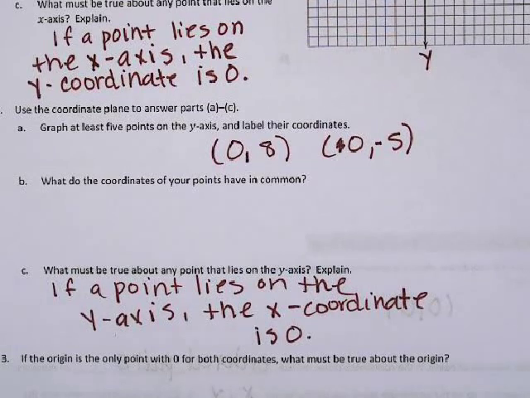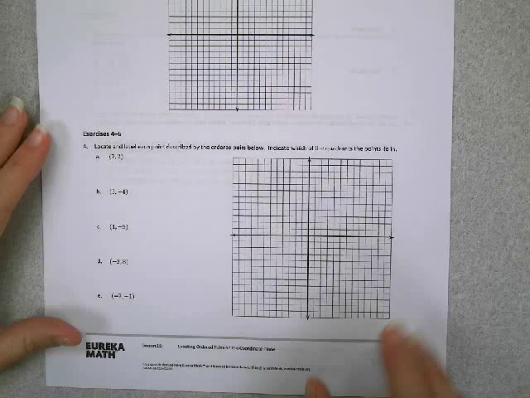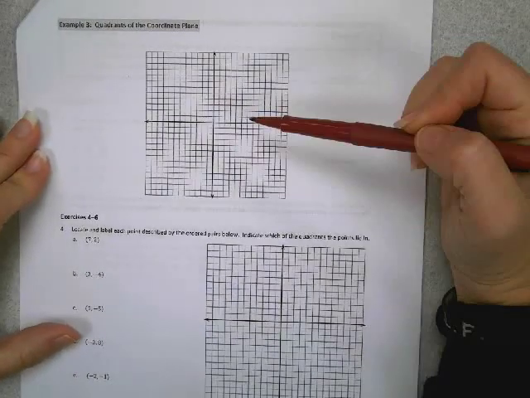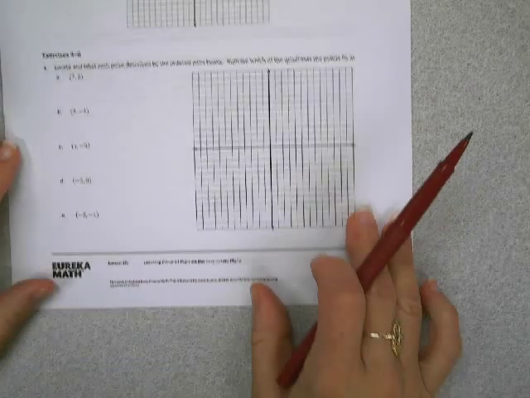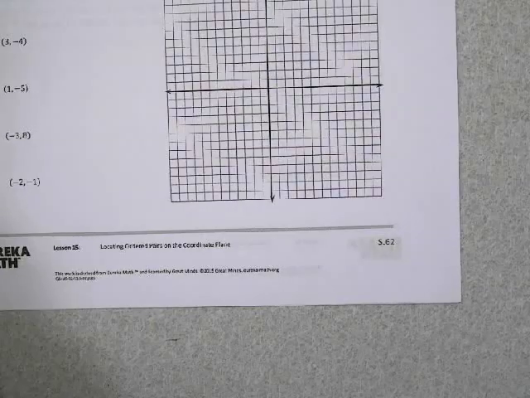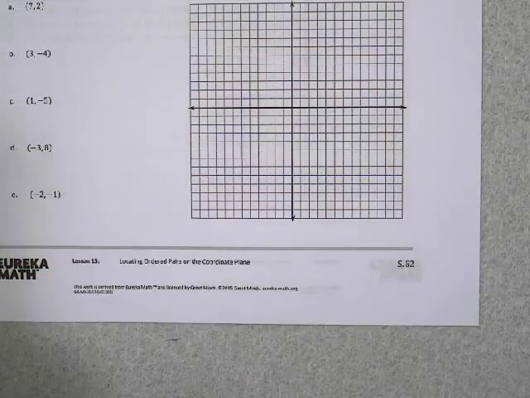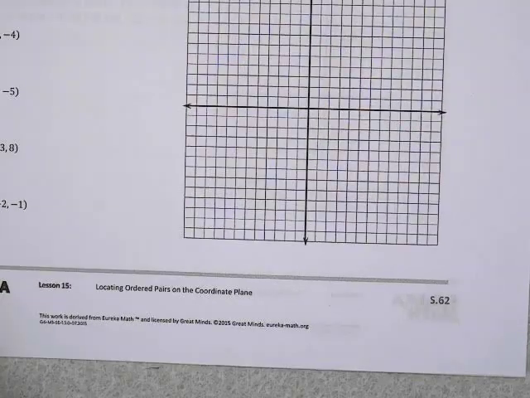So we're going to move on to the next page. You're actually going to turn to exercise 4. So your next page looks like this. Example 3, quadrants of the coordinate plane. We already have all that in our notes. So we're going to go down to exercise 4, where we're working on locating and labeling. This gives us 5 points that we can locate and label.